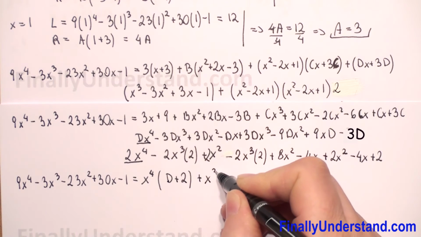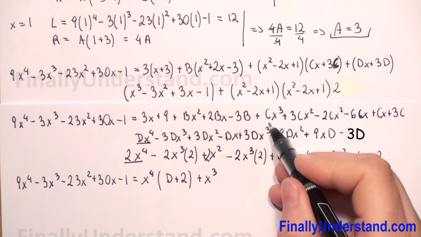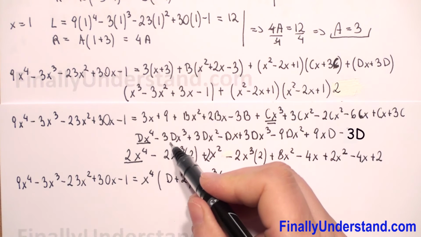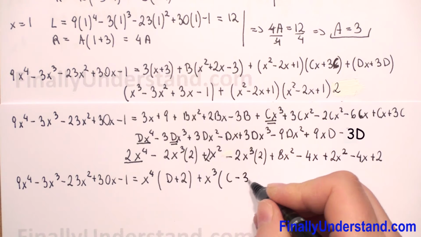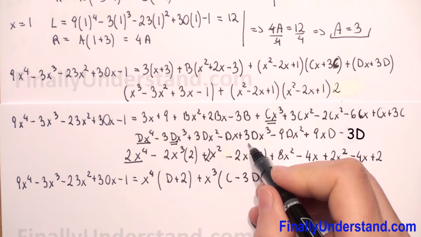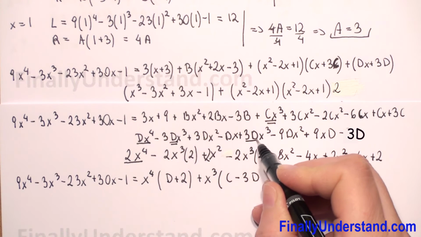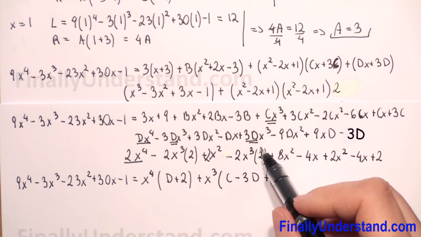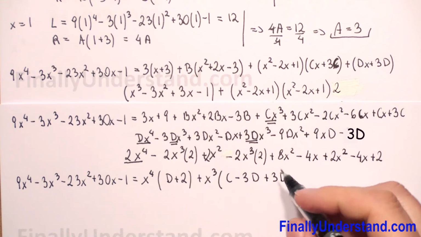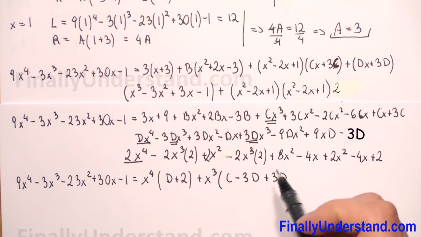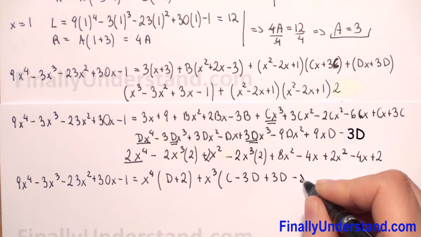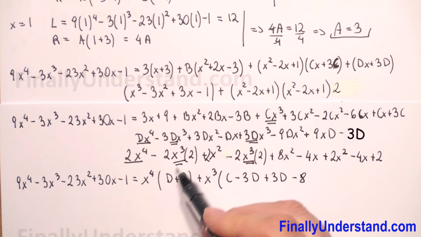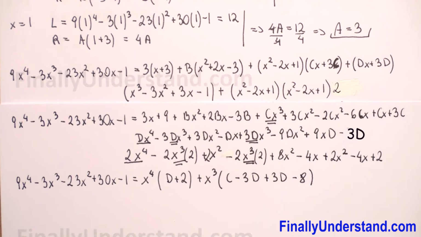Next we will put x cubed, so we have c, and we have negative 3d, and we have positive 3d. So this expression we can write, I will put this plus 3d, and next we have 4x cubed and 4x cubed, so will be negative 8x cubed, and that's it. We can close brackets.